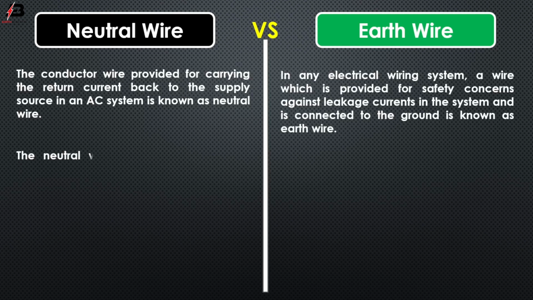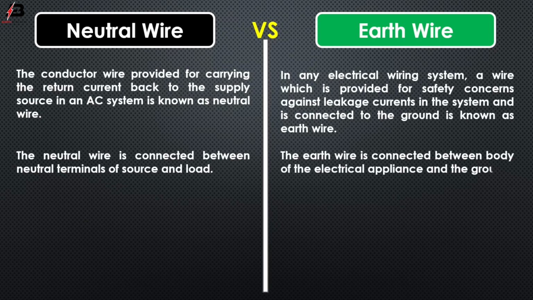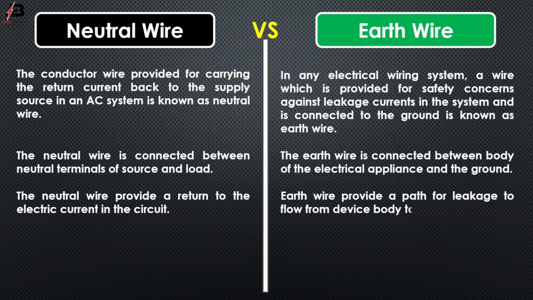The neutral wire is connected between neutral terminal of source and load. The earth wire is connected between body of the electrical appliance and the ground. The neutral wire provides a return to the electric current in the circuit. Earth wire provides a path for leakage to flow from device body to the ground.